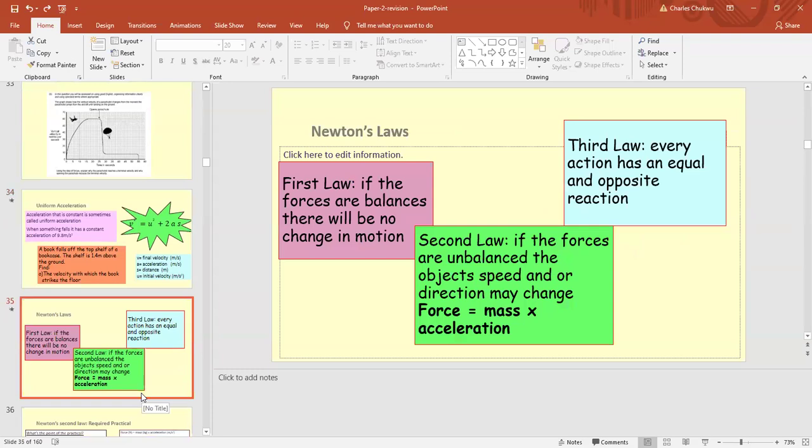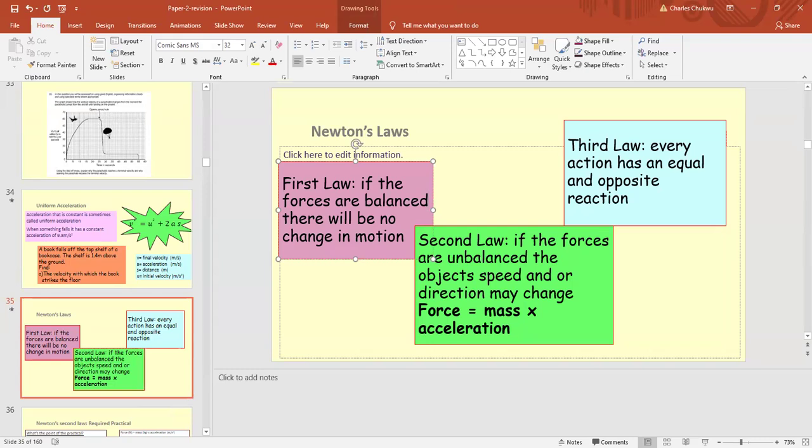All right, point of interest, Newton's law. You remember we were talking about this law in one of the questions, right? Yes. Okay. So look at it very well. The first law says if the forces are balanced, I think that's what they meant to say there, balanced, not balances. Let me change that. If the forces are balanced, there will be no change in motion.